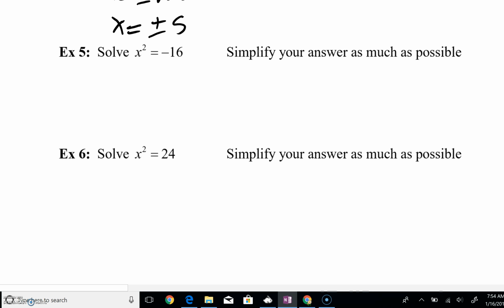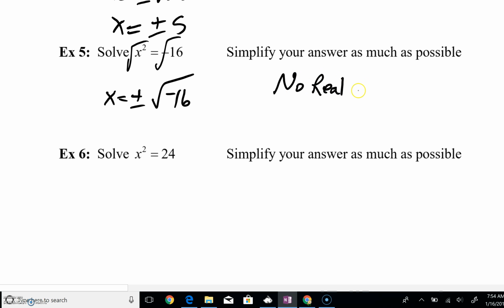For number 5, you can say, well, isn't this kind of like exactly the same thing? We'll have plus or minus the square root of negative 16. But I think some kids, I can tell already, you're not too happy about that. What do you think's going on here? No real root here, no real number. And you can think, well, why not? No real solution, you could say, no real number. Why? The square root of something negative.